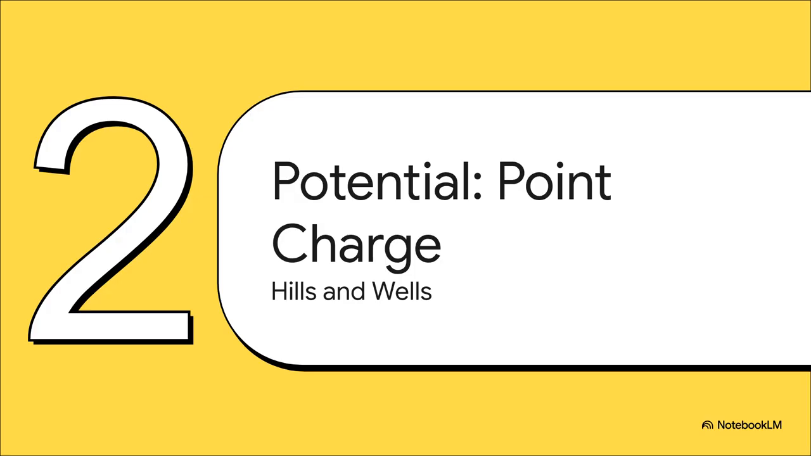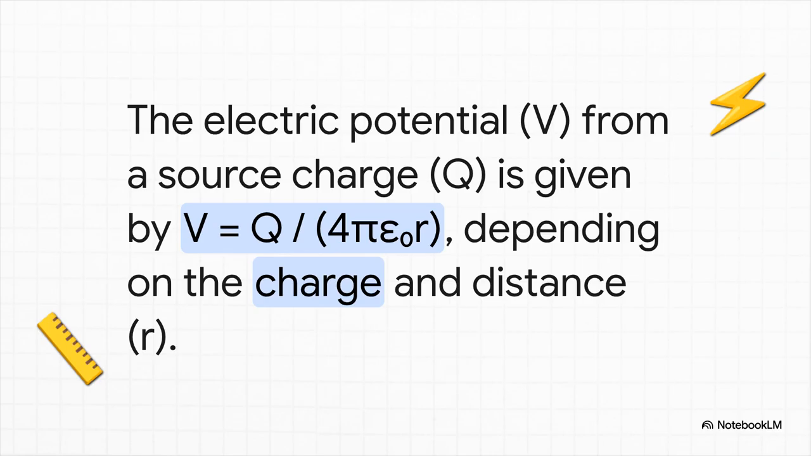So, what does this energy landscape actually look like? Let's zoom right in on a single lonely charge and see the kinds of hills and wells it creates around itself. This is the formula we need. It tells us the potential V at some distance r away from a source charge Q. And don't worry about that little epsilon naught symbol. It's just a constant, a number that makes the units work out. The big takeaway here is simple. The potential just depends on the charge creating the field, Q, and how far away you are from it, r.